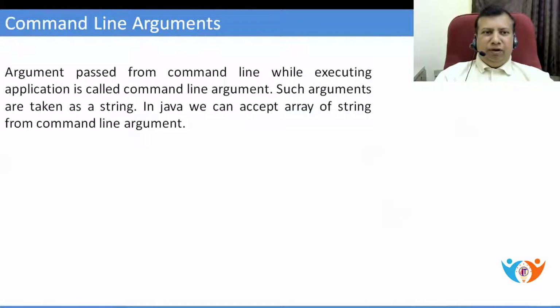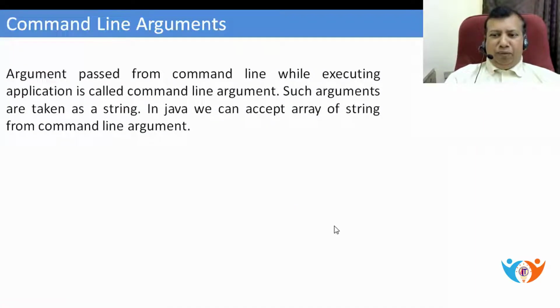First, let us understand what command line arguments are. Arguments are passed from the command line while executing the application. It is called a command line argument. Such arguments are taken as strings. In Java we can accept an array of strings from command line arguments. So command line arguments are inputs passed to the program before starting execution of the program.